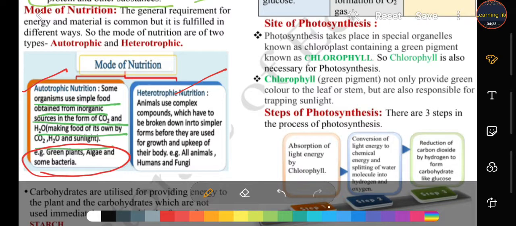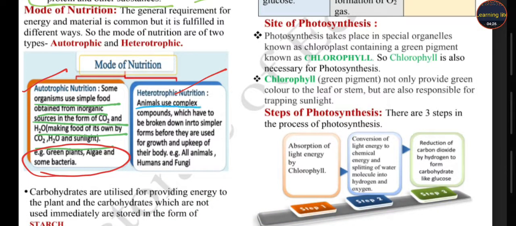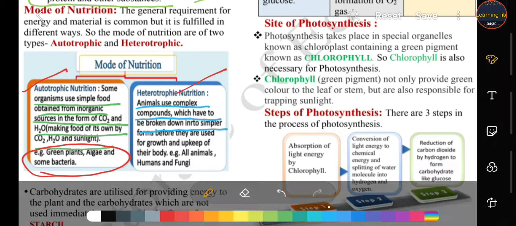And what is heterotrophic nutrition? When animals use complex compounds and break them down into simpler ones for the growth of the body, this is known as heterotrophic nutrition. So students, I told you about autotrophic and heterotrophic nutrition. Now let's move on to study the different parts of heterotrophic nutrition.